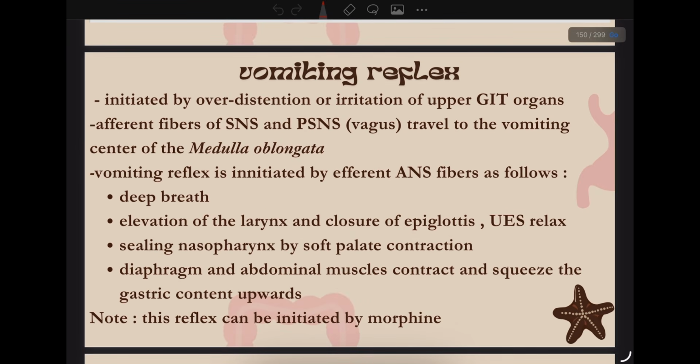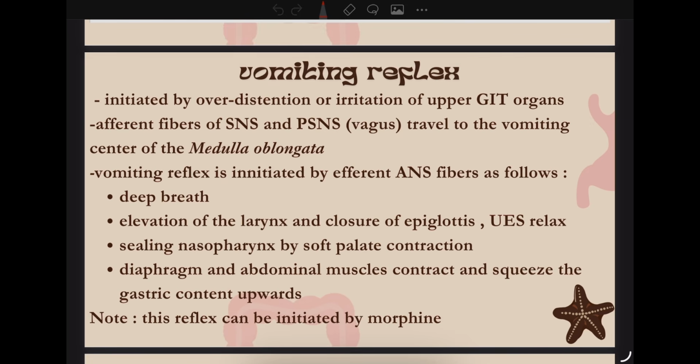What's the vomiting reflex? It's initiated by overdistension or irritation of the upper GIT organs. So if you ate something bad, or if you eat too much and there is overdistension of the stomach, this vomiting reflex will be initiated. The afferent fibers that sense this distension are autonomic nervous system fibers. They go to the vomiting center that's found in the medulla oblongata.